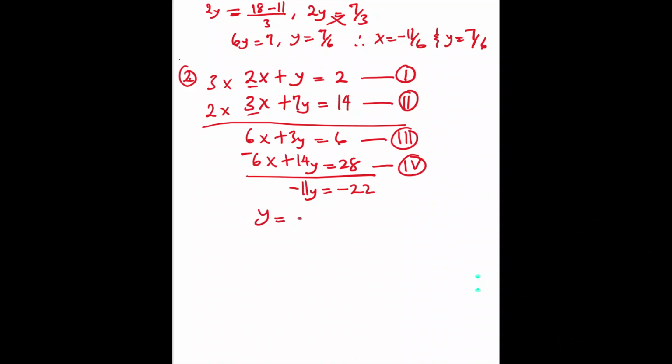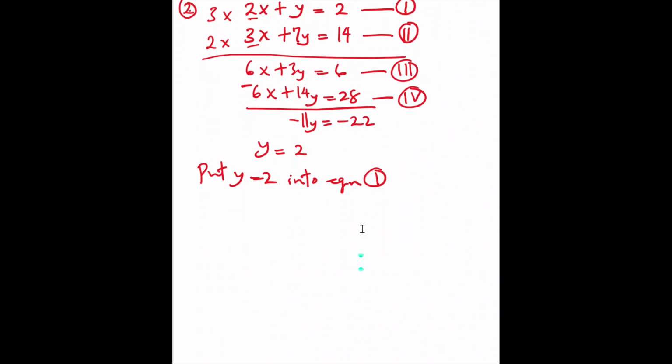Okay, so y equals minus 22 divided by minus 11 will give us 2. So if we put y equals 2 into equation 1, most of the time it's always good. I know some of you might get confused about which equation we are going to put y equals into. It's always good to put it in the equation that has not been manipulated yet, so that you can get the right answer. So I would like to put y equals 2 into equation 1, and sometimes it might not matter. So we'll put y equals 2 into equation 1.